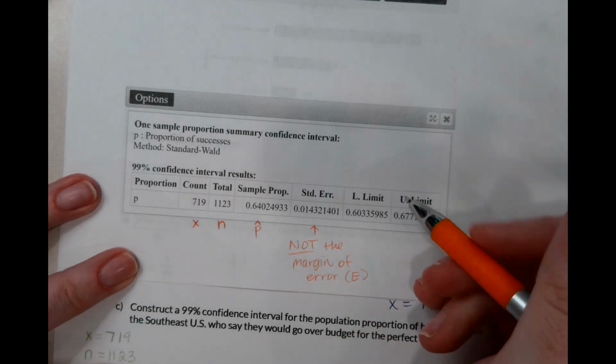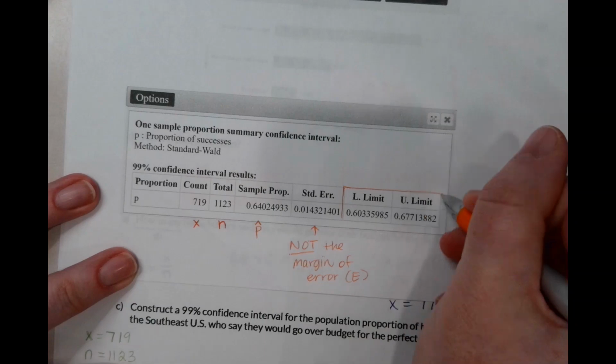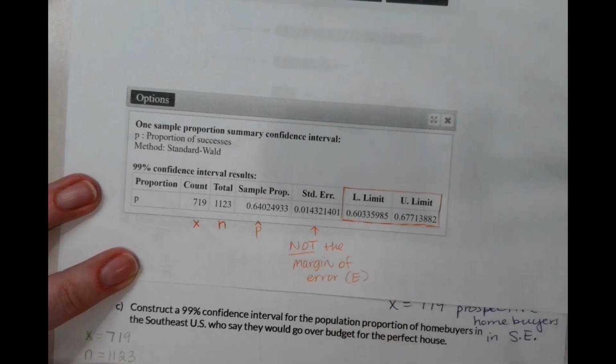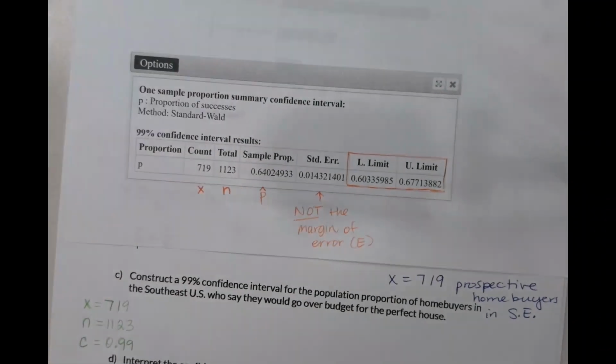And then we've got the two numbers that we really want for our confidence interval, and that is our lower limit and our upper limit. So this one doesn't actually say, like some of our other ones did, to write the confidence interval in all three formats that we've done. But let's go ahead and do that.